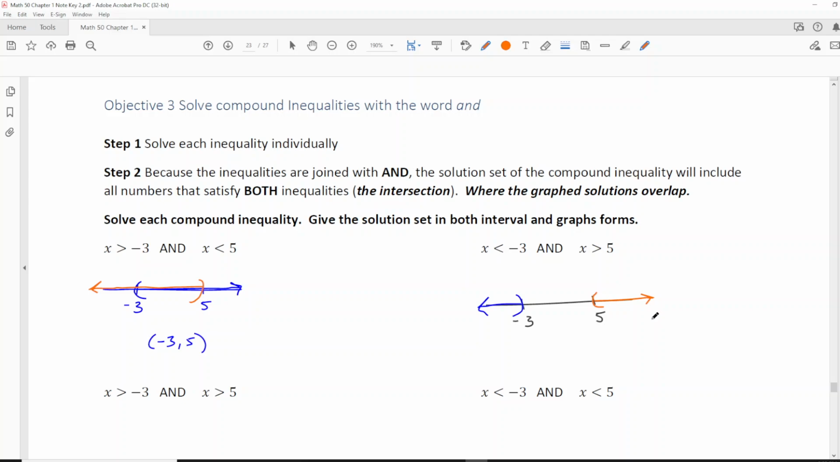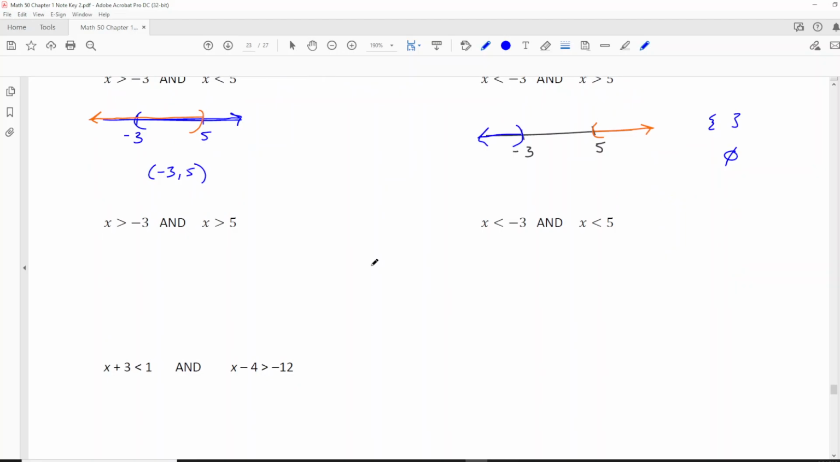So are there any numbers that are less than -3 and greater than 5? Do these two graph solutions overlap at all? No. So what's the solution to this one? Well, the solution is that there is no solution, the empty set or null sign. There's no number that's less than -3 and greater than 5. There's no overlap.